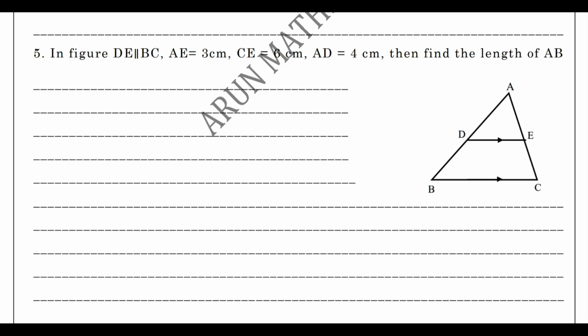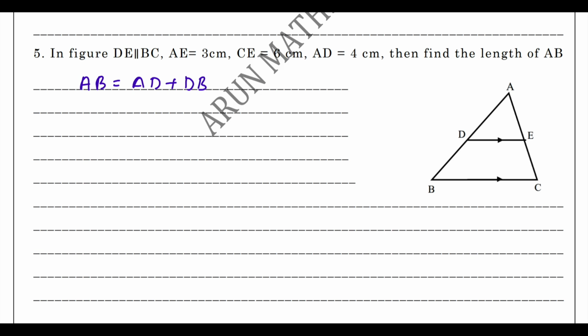Next question. In the figure, DE is parallel to BC, and they have given the value of EC as 6 cm, AD as 4 cm, and AE as 3 cm. We need to find out the length of AB. The length of AB equals what? AD plus DB. We know the AD value is 4 cm. Now we should find out DB.